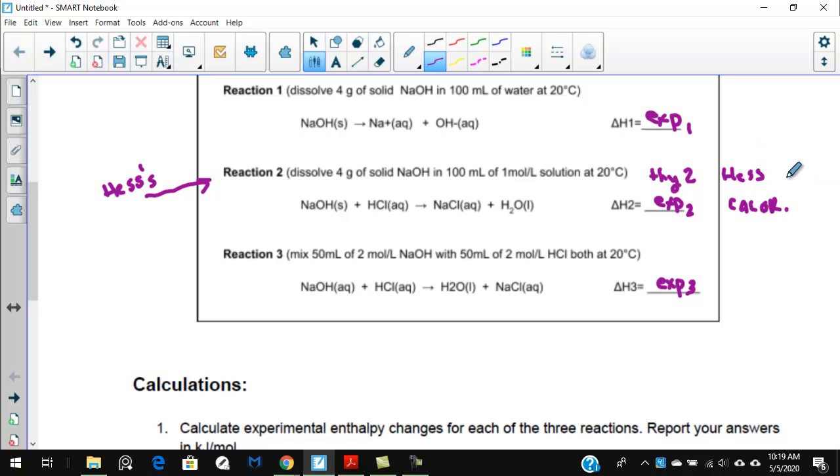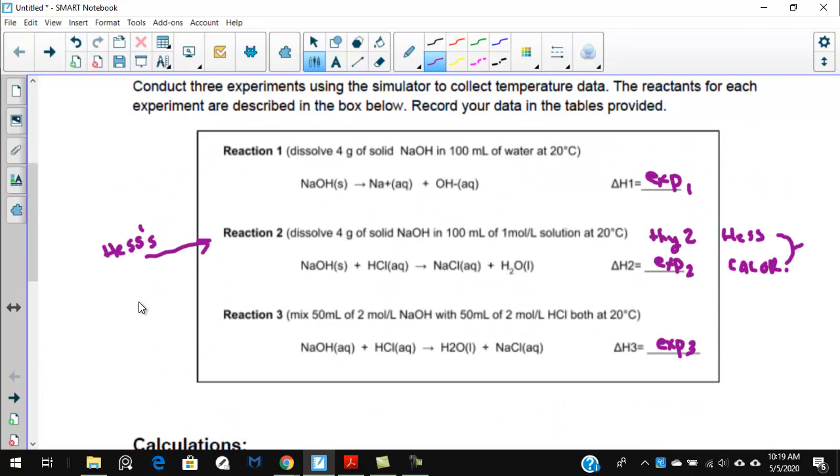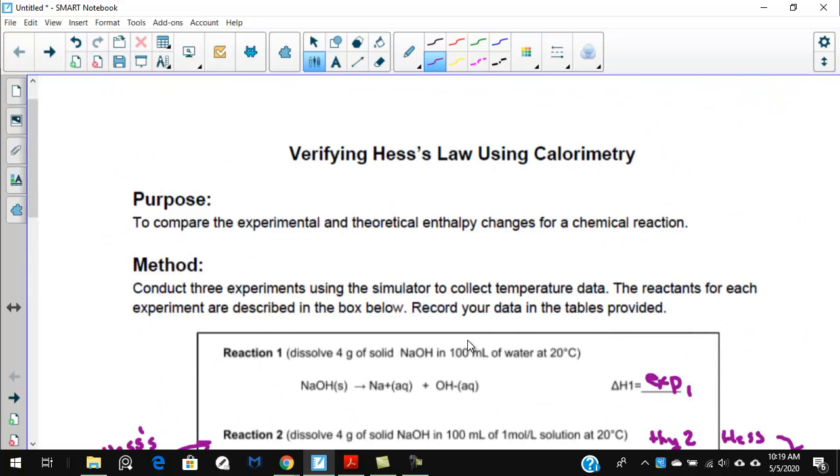In a perfect world, and I don't know if this simulator is the perfect world or not, this would be a difference of 0. But I think there's going to be some differences there, and you can probably explain using some ideas of experimental error what might cause the differences. But in theory, delta H2, or the enthalpy for experiment 2, should be equal to delta H1 plus delta H3. And we'll see if that's true when you do your percent difference. Okay? So hopefully that helps.